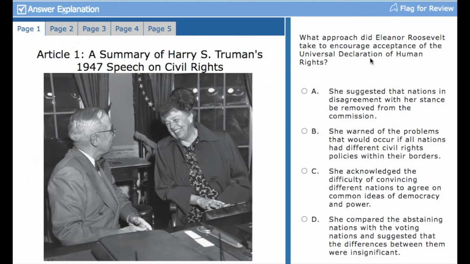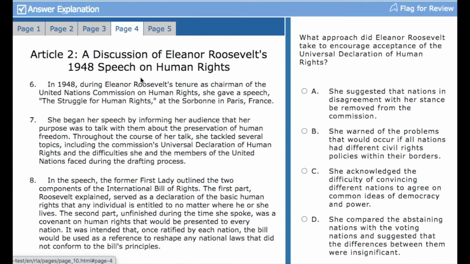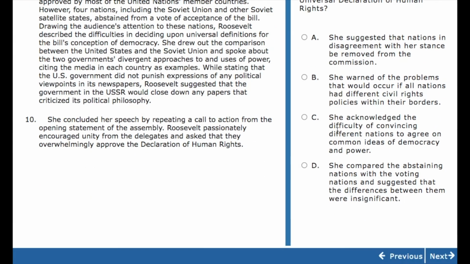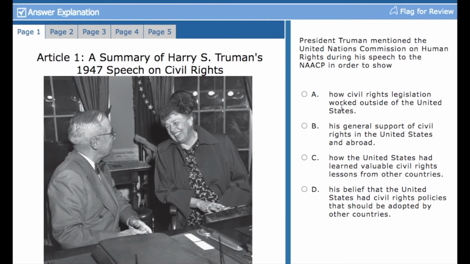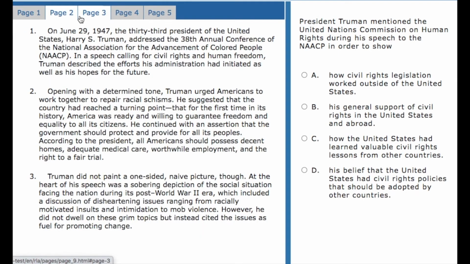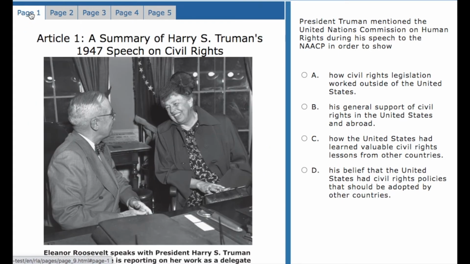And so the question, which you're given here, has to do with Eleanor Roosevelt. So for the questions that have to do with Eleanor Roosevelt, you're probably going to be getting those answers out of the second article. Whereas questions like the first one that deal with Truman, you're probably going to find those answers in the first article. Okay, so that's just one thing to notice here.